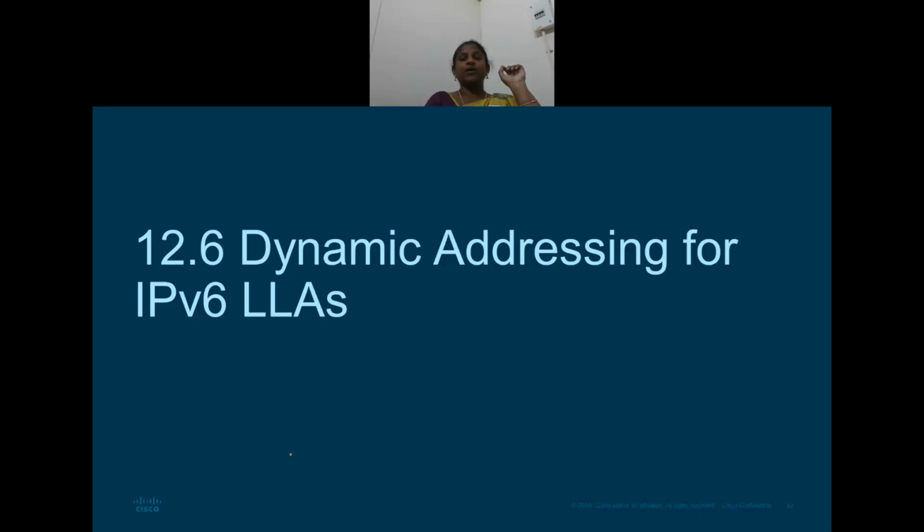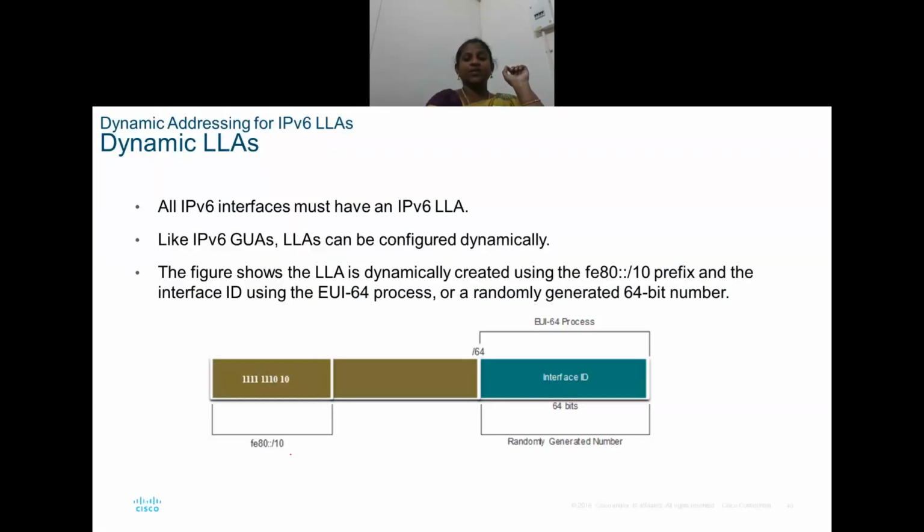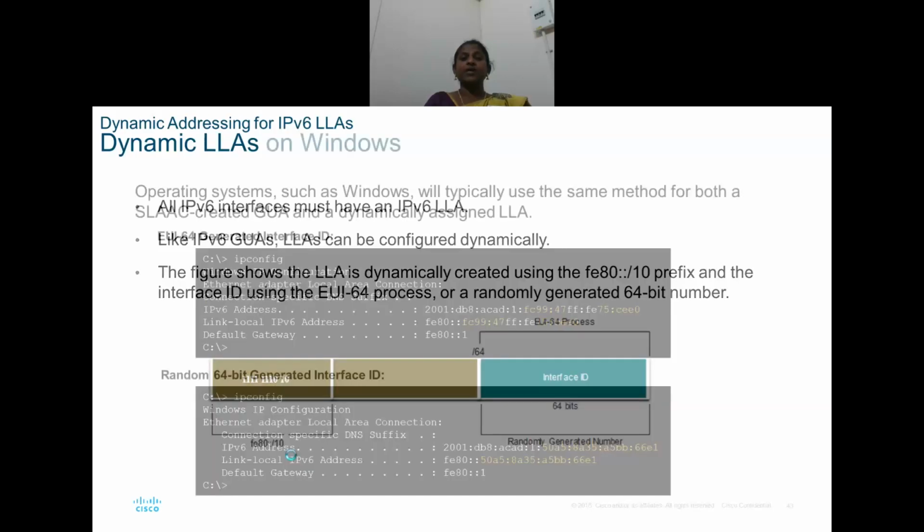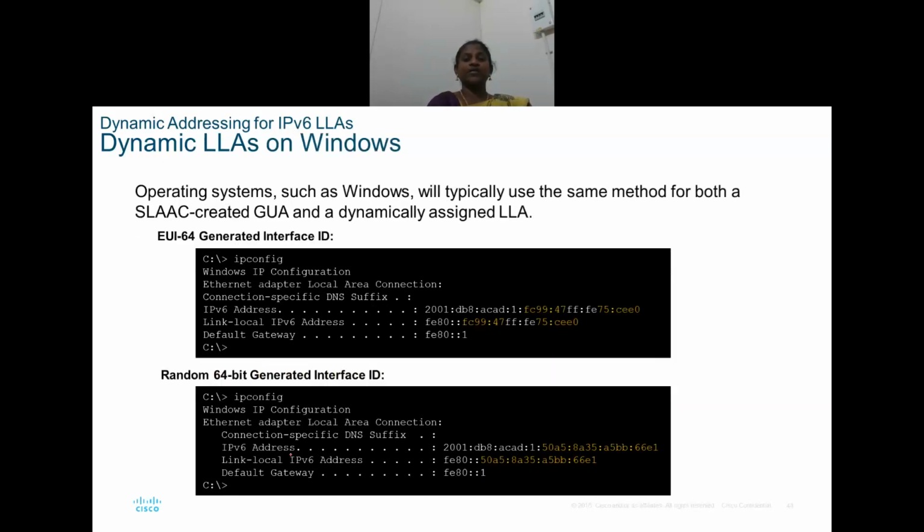So this is how you get a dynamic IP address for the global unicast address, GUA. Now, dynamic addressing for LLA is also similar to that of GUA. You get the prefix, and then using EUI64 or a randomly generated 64-bit number, you generate it. So this is the EUI64 generated ID, and this is the randomly generated 64-bit interface ID.